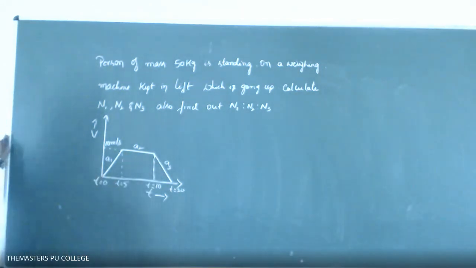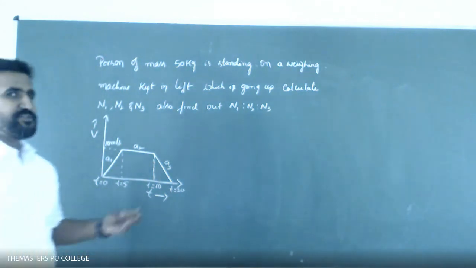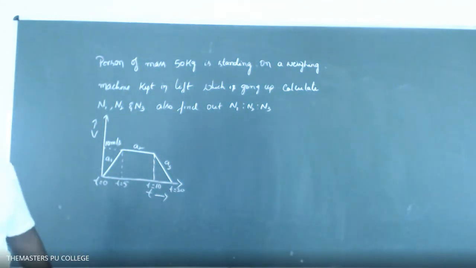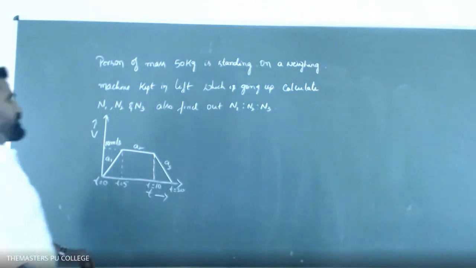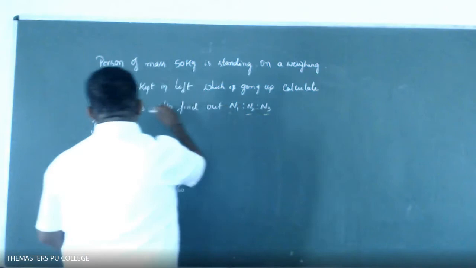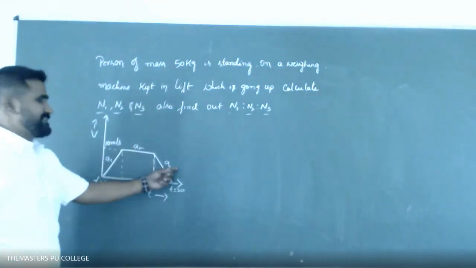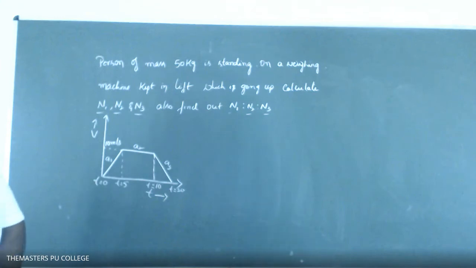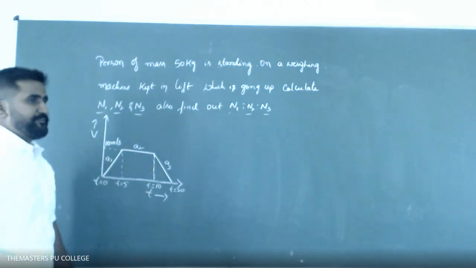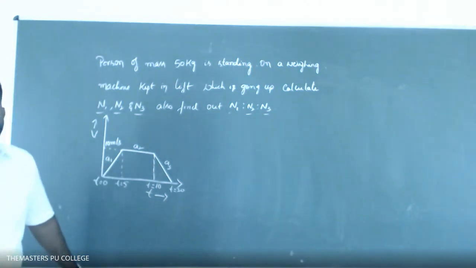Simple. We can answer this question within a minute. They're asking us to find out N1, N2, N3. Before finding N1, N2, N3, I have to find out A1, A2, A3. Have you written that question? Right?